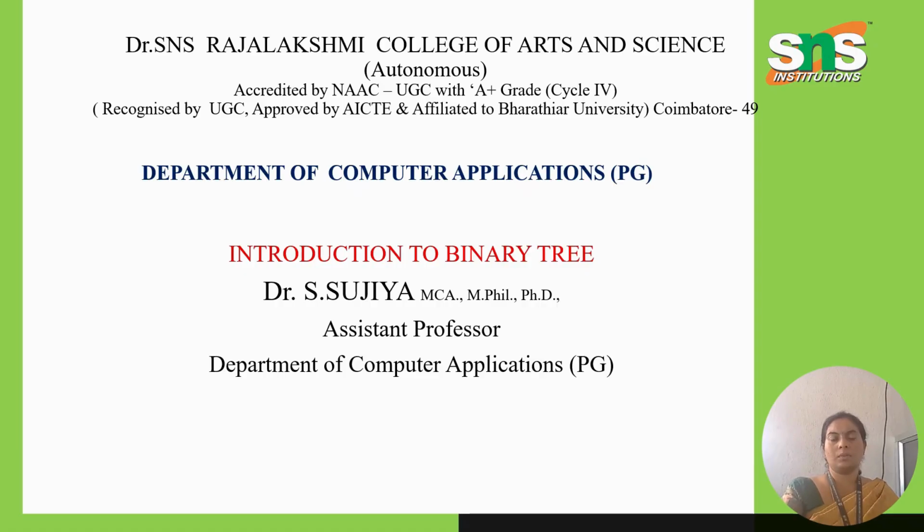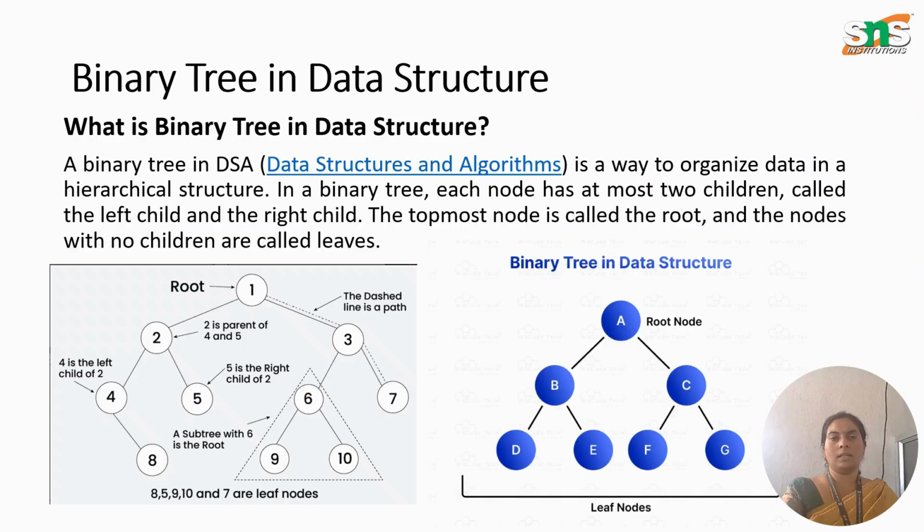Today the lecture video we are going to see is about Introduction to the Binary Tree. A binary tree in data structure is an organization of the data in a hierarchical fashion, and the binary tree has its name since it has two children, which are called the left child and the right child. The topmost node is called the root, and the nodes which have no children are called leaves.